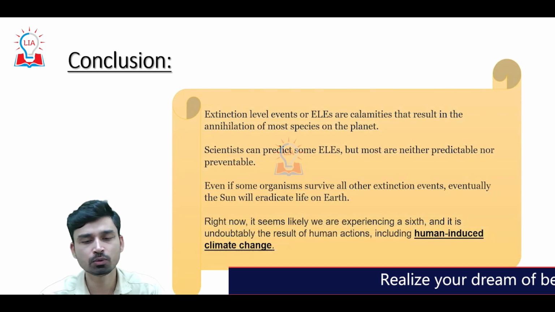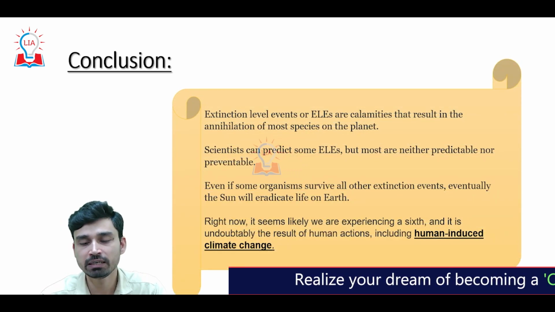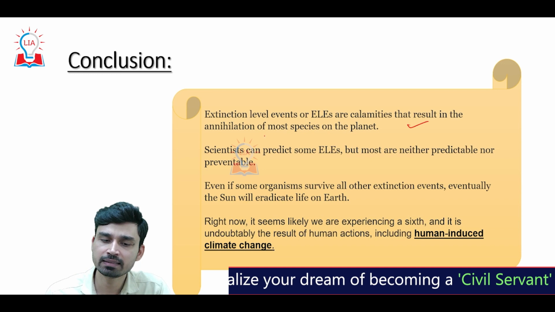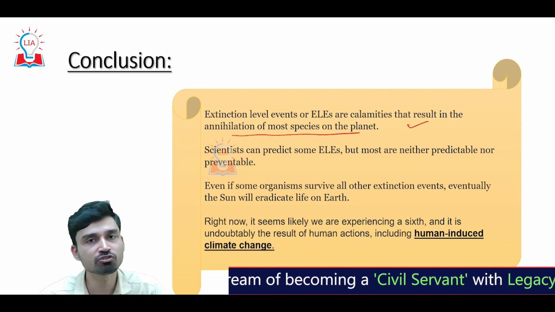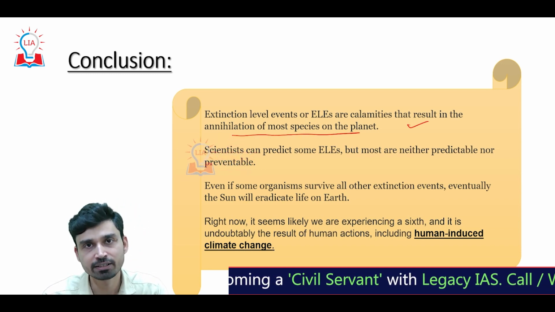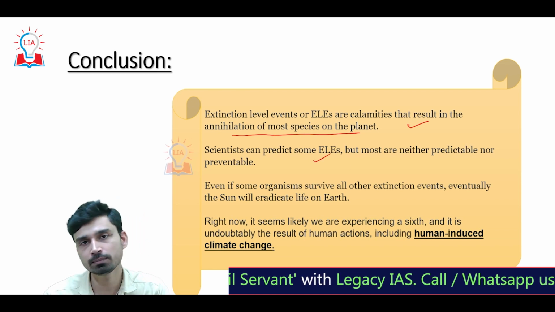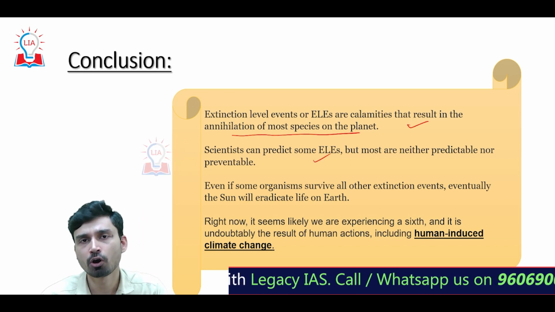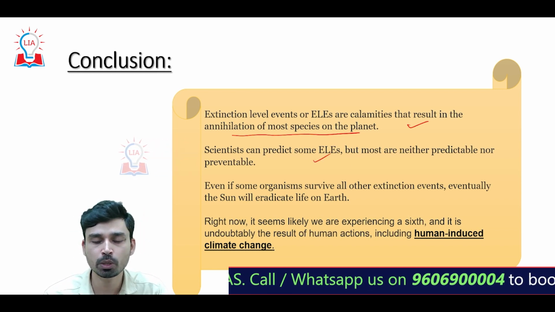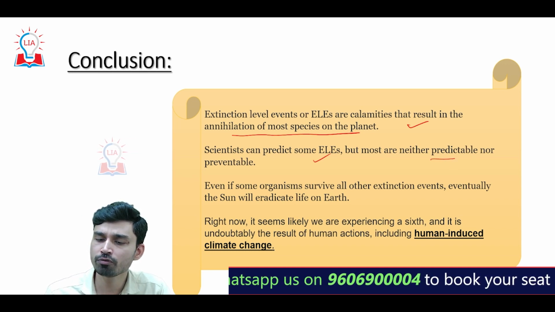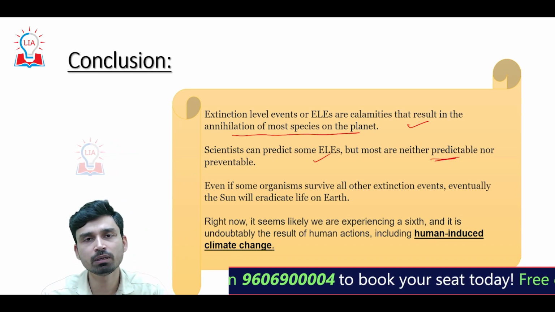So what we can say in conclusion is that ELEs, or extinction level events, are such calamities that result in the annihilation of most species on the planet. Scientists can predict some ELEs, for example the asteroid impact, or the movement of an asteroid toward the Earth, but most ELEs are neither predictable nor preventable.